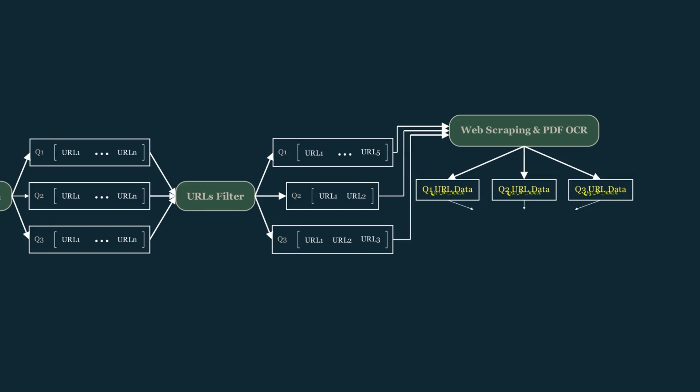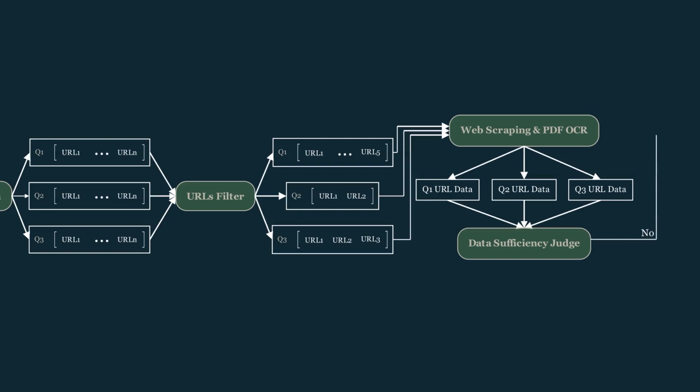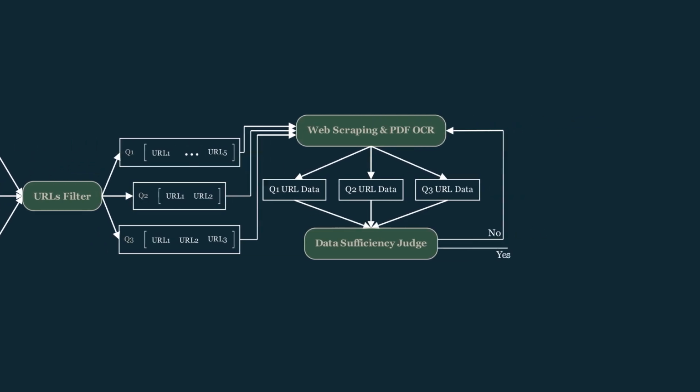The next step is data sufficiency judgment, where the agent judges whether the collected data so far are enough to answer the question related to it or not. And in case the data was deemed insufficient, we pass the next URL to the data gathering and judgment process, and the loop continues. Then once it is decided that we have enough information, we pass to the next step, and that is sub-report generation.